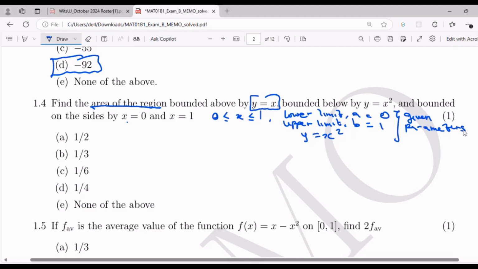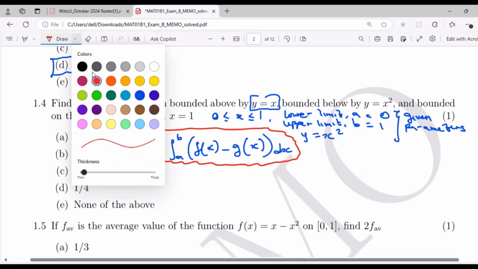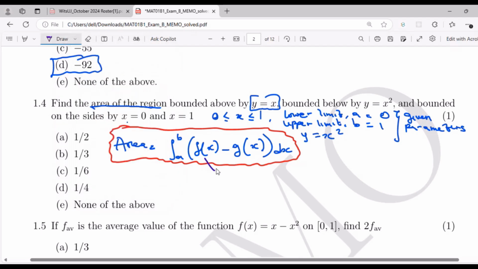So in order for you to get the area, the formula for getting area, let me just write that. Area is equal to the integral from the lower limit to the upper limit of f of x minus g of x. I'll explain all this very soon. Now you should start asking yourself, what is f of x? What is g of x? f of x means the upper curve, and g of x means the lower curve.